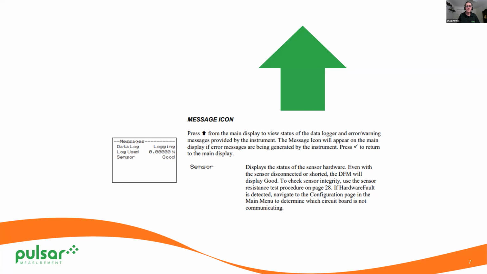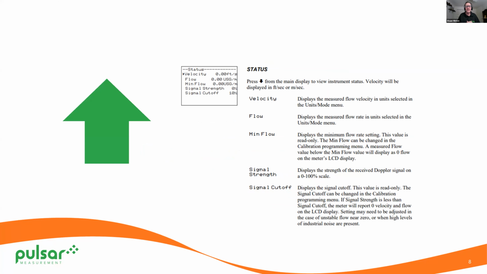So continuing with the up button here, and actually I think this is the down button, so I may have got my arrows mixed up. Yeah, this is actually the down button. See that bright green up arrow on the left hand side? Please ignore that and assume that we have set this as the down arrow. When you hit the down arrow, you're going to get your status, your velocity, your flow, your signal strength and your signal cutoff.